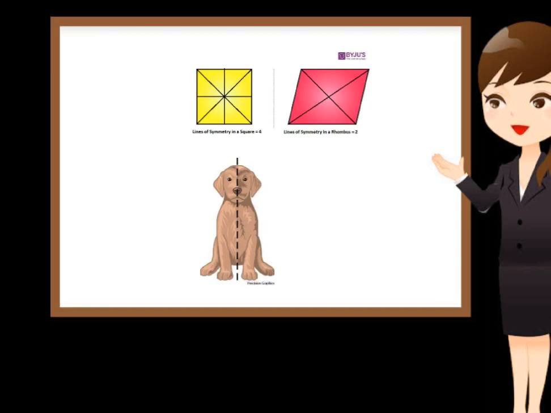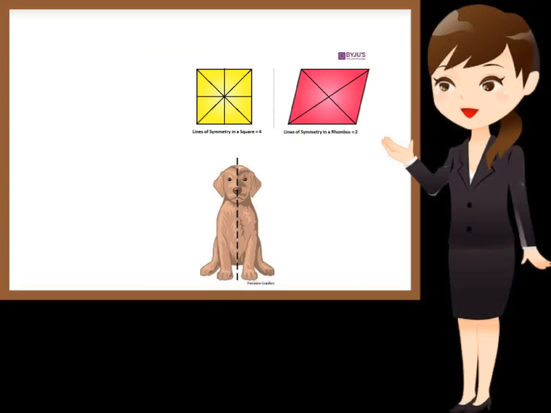It's also important to note that some shapes can have multiple lines of symmetry, for example a square. In a square you can actually draw 4 lines that divide it.